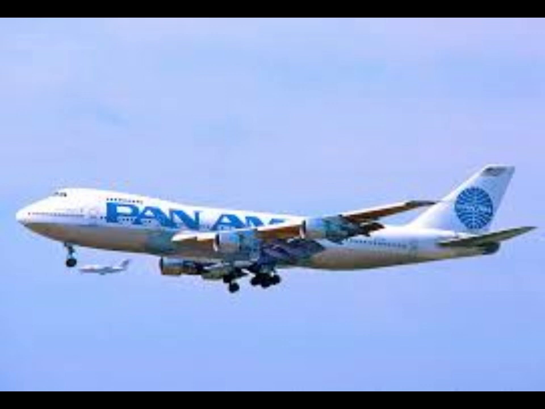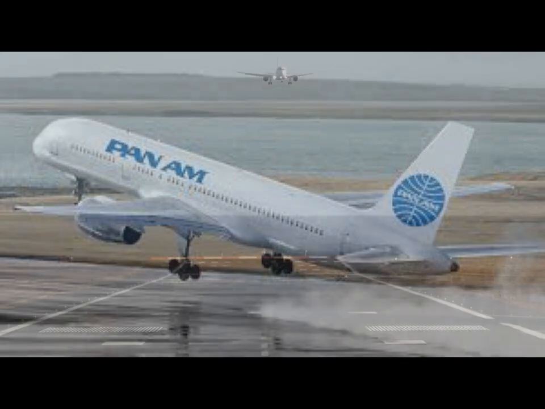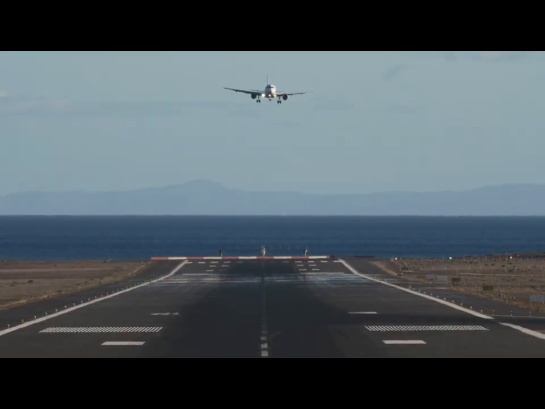The operating losses. Despite being a leader in international air travel, Pan Am struggled to remain profitable. Its operating costs were high, particularly due to the large number of long-haul international routes it maintained. High fuel costs, labour costs, and maintenance of its ageing fleet contributed to its inability to achieve sustainability and profitability.